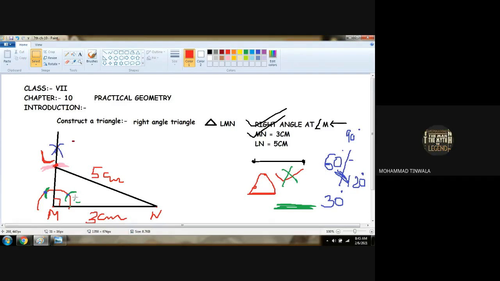If you check with a protractor, this will be of 90 degree. This line will be compulsory of 90 degree. And you will be having a construction of 3 centimeter, 5 centimeter and 90 degree of a triangle LMN. Is that clear? Clear.